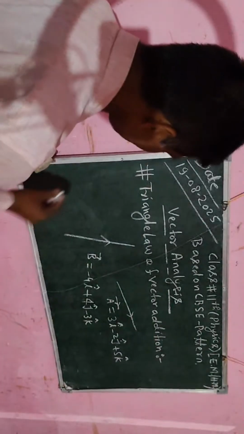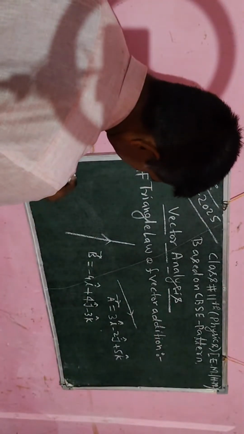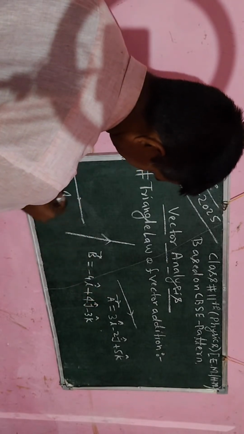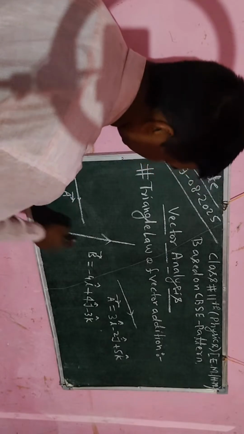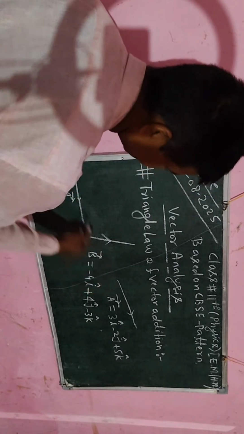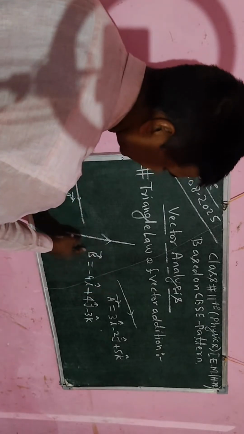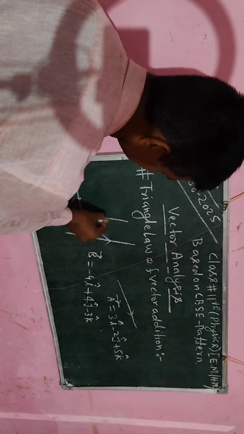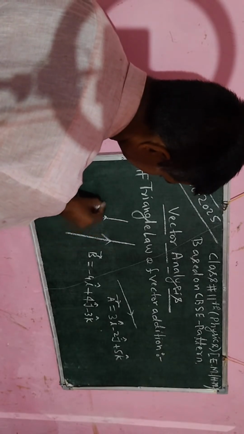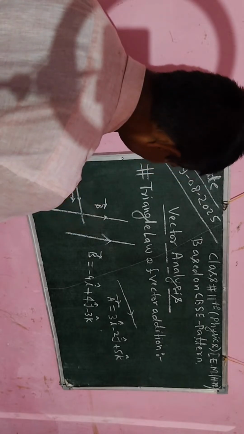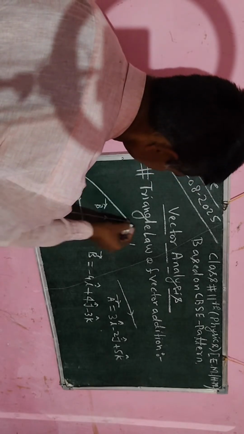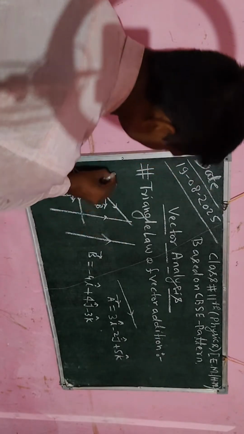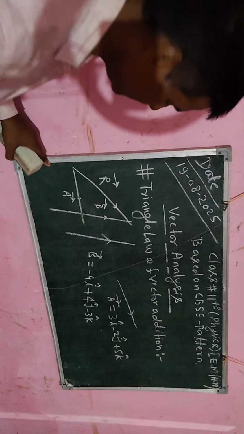I will draw a vector like this and write it as vector A. If this vector is extended, vector A will meet vector B at a certain point. So I draw vector B like this. We have to get a resultant vector by using the geometrical method, so I will write that the resultant vector is R.